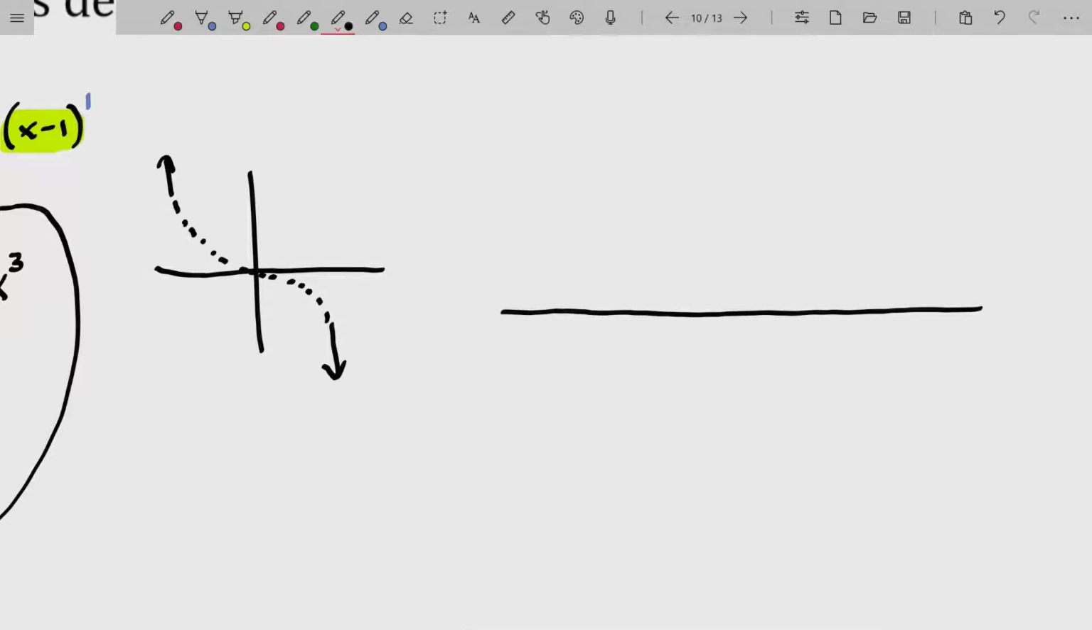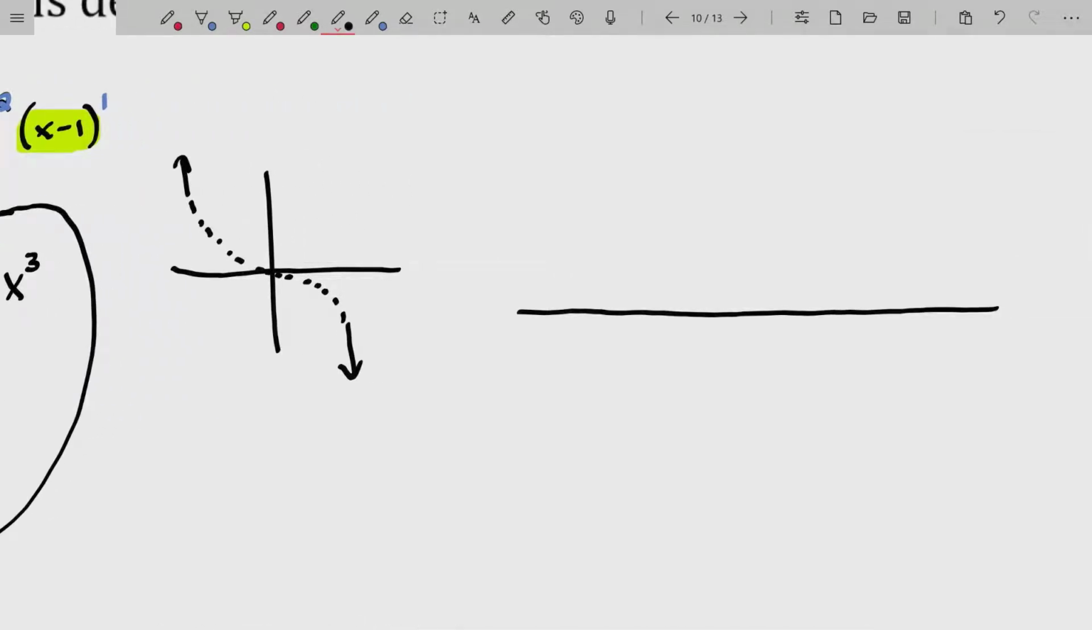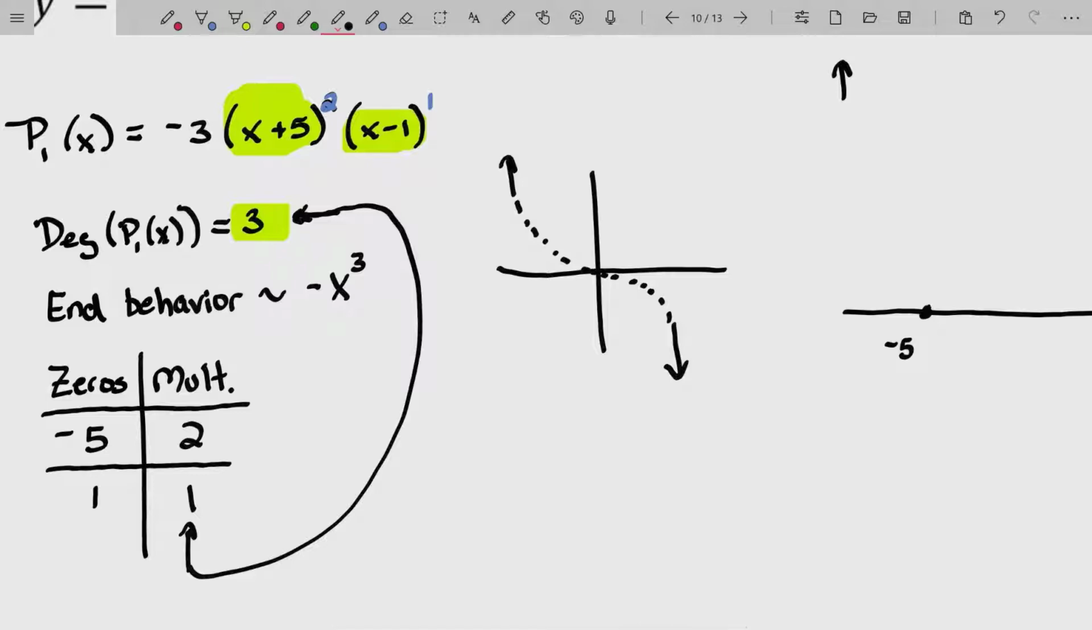and plot the zeros, -5 and +1. So I'll pretend as though this point right here is -5. I'll pretend as though this point is +1, which immediately tells me where the y-axis is. There's the y-axis right there. And I'll go ahead and write x here. All right. I also know that my function starts high and goes low. Well, that shouldn't be too bad. And now we can go ahead and use the multiplicity of those zeros to help us out.